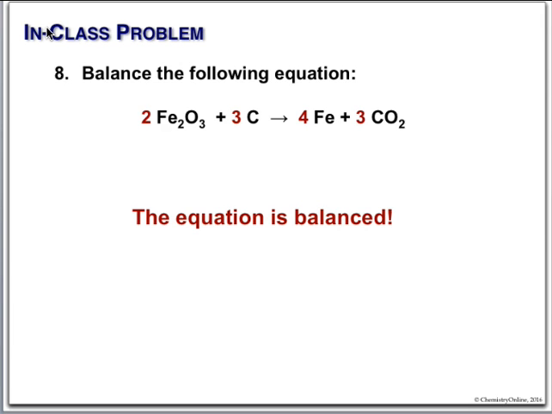Any questions? Wait, how do we get the 4 irons again? Well, 2 times 2. We have 2 times 2, right? So that's got to be a 4.